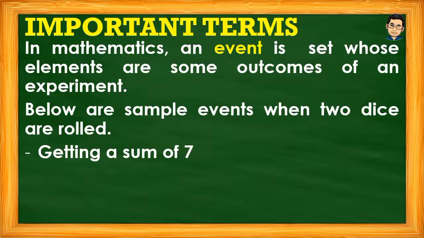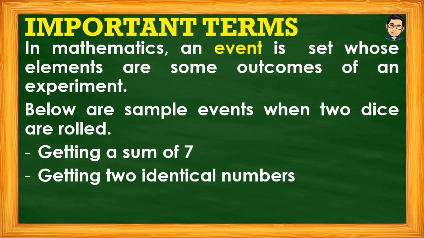So, first, getting a sum of 7. Okay, so isang event po yan. What else? Getting 2 identical numbers. Okay, so 2 identical numbers, ibig sabihin, magkapareho. And then, getting a sum of 7 naman, kapag pinag-add natin yung mga outcomes ng dalawang dice na yon, kailangan ang sum, pag pinag-add, ay 7.